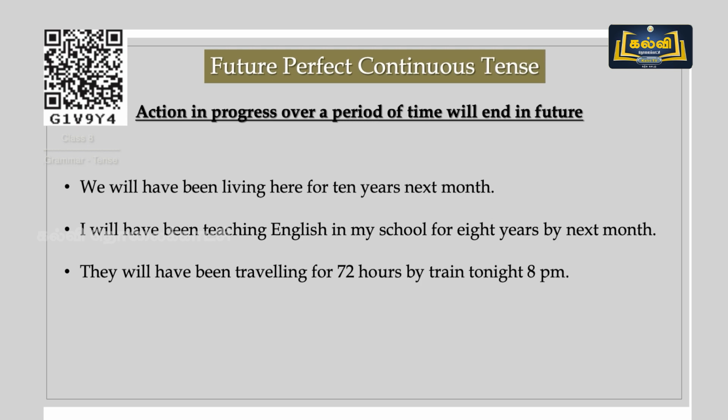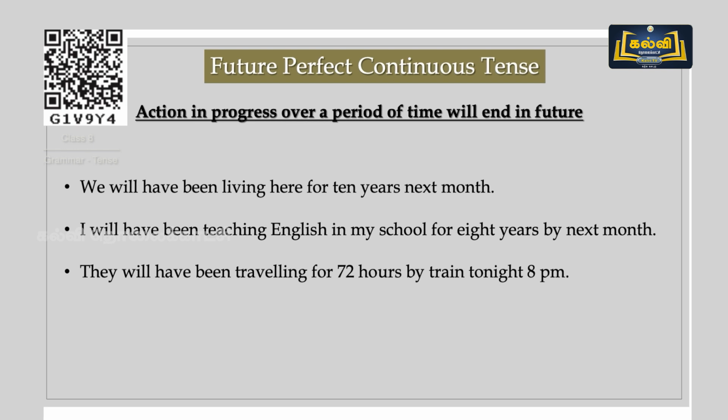For example, one. We will have been living here for 10 years. So 10 years are not complete. By next month, my living here will be 10 years. So I'm expressing that I will have been living here for 10 years next month. So in the future, you mention the duration or how long something will have been happening until a future point in time. I'm quickly reading the sentences. I will have been teaching English in my school for 8 years by next month.